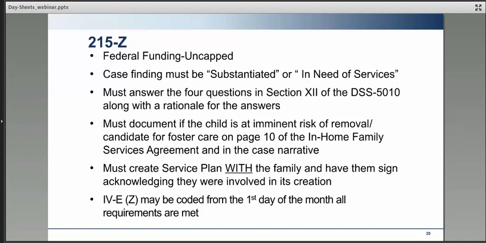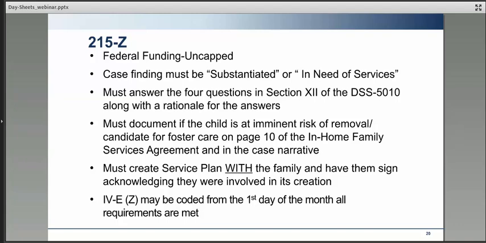A lot of time it seems to be under services recommended. Now, while that may be due to a typo when the case was keyed or due to a misunderstanding of the process, doesn't matter. It will fail an audit. So you must have a substantiation or an in need of services and code those correctly into the system.